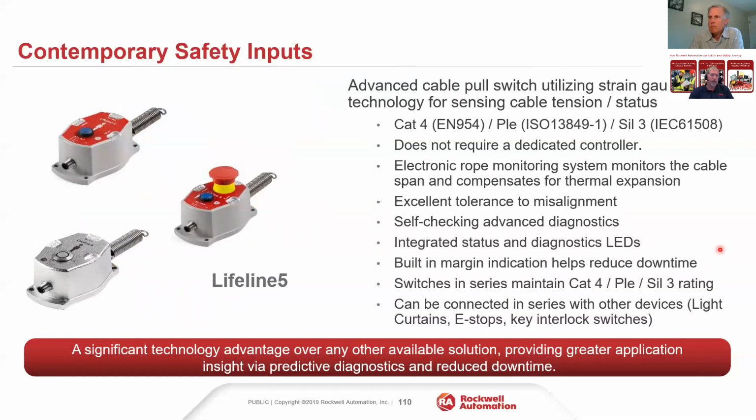Another very important contemporary input device to know about is this cable pull switch. We think about cable pull switches and we think about electromechanical contacts moving when we pull the cable. That's the old way. The contemporary solution is to utilize the Lifeline 5, which is actually a strain gauge. So when we pull on the cable, which would be attached to this spring, we're actually measuring what the strain is on the strain gauge.